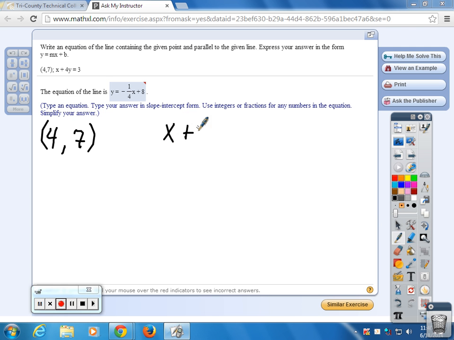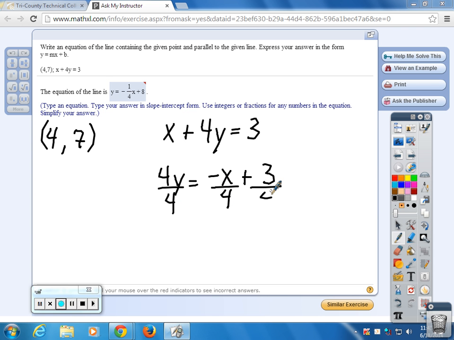x plus 4y is equal to 3. How do we find the slope? Get y by itself. But couldn't you just look at it and be like, there's nothing in front of x, so. Well, no. Can't do that because you got to divide through by 4 to get y by itself. So 4y is equal to negative x plus 3, divide by 4, divide by 4. So y is equal to negative 1/4 x plus 3/4.